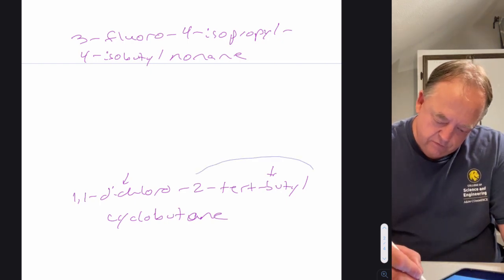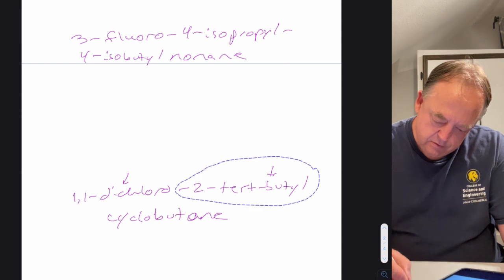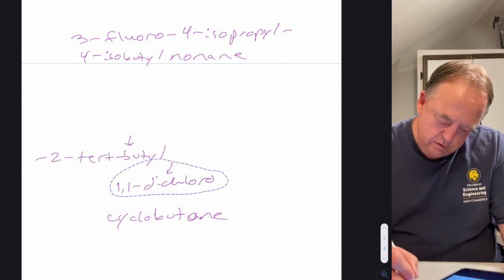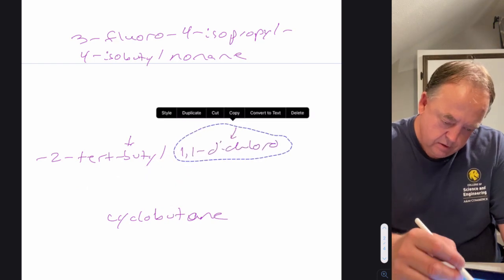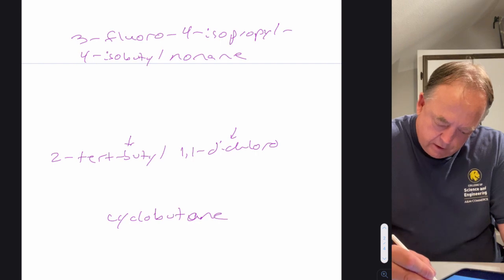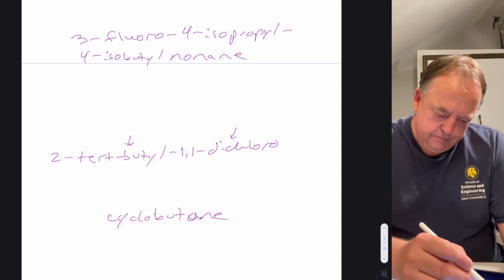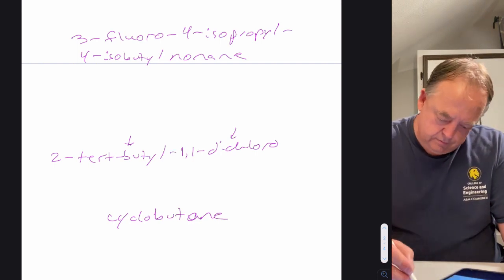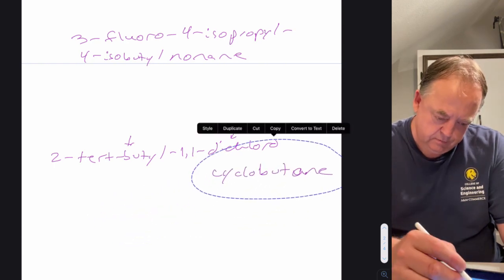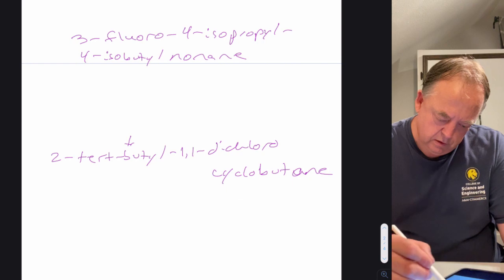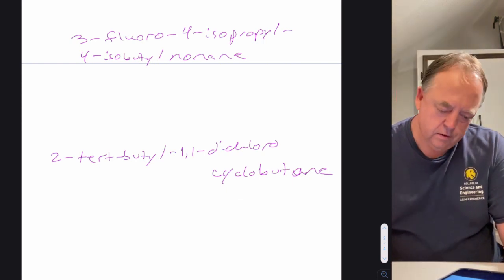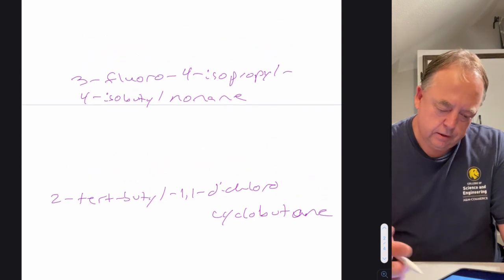So let's move this to the front. And then we'll move this there. Let's get rid of that hyphen and put a hyphen here. And then put this at the end of the name. Okay, so now that's a proper name because it's in alphabetical order. Okay, so let's draw these two molecules.